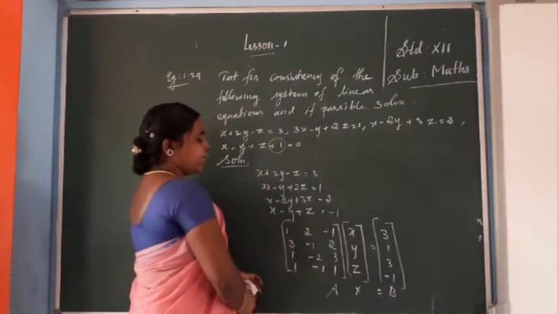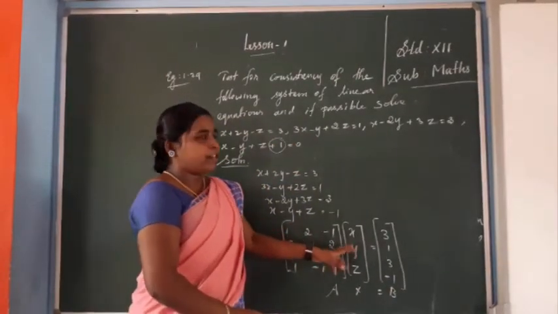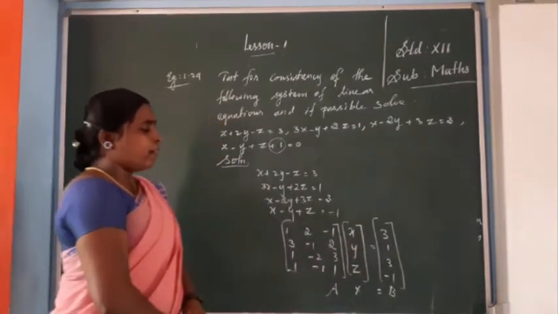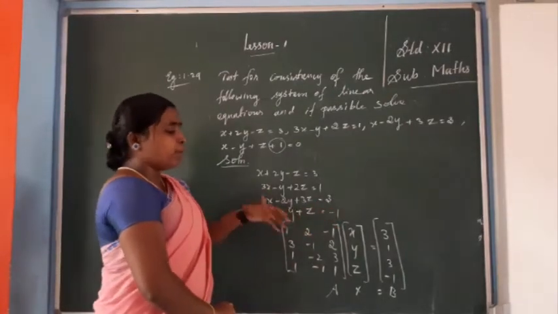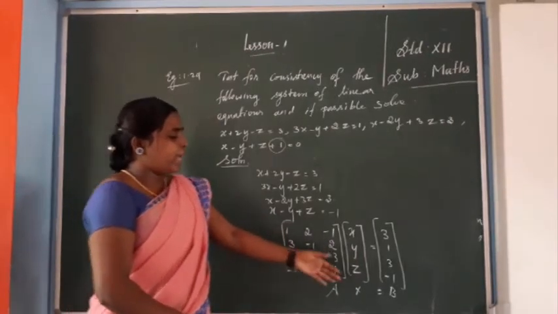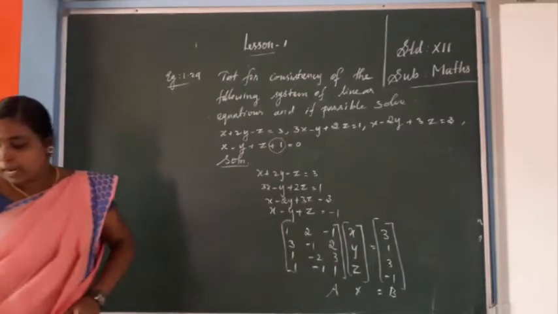So if you are not writing like this, you can write A equal to the first matrix, x equal to x, y, z. Separately you can also write b equal to 3, 1, 3, minus 1. I have written it within one line. If you want to write separately, you write A equal to, comma, x equal to, comma, b equal to. Okay. So now we can start.